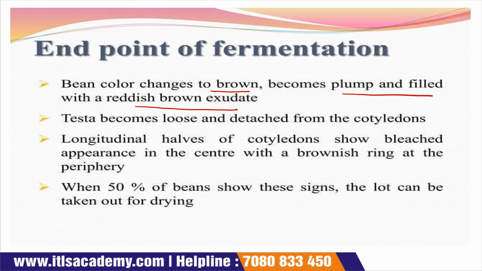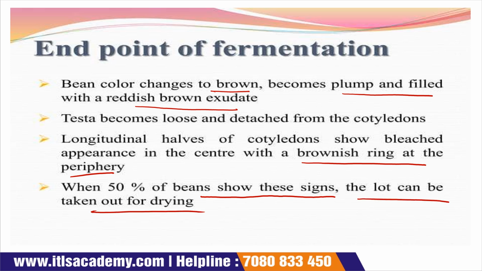And now the pulp is filled with reddish brown exudate and the testa is loose, and after that it detaches from the cotyledon. A longitudinal half of the cotyledon shows a bleached appearance in the center with a brownish ring at the periphery. If 50% of the beans show these signs, a lot can be taken out for drying. If 50% of the beans show this characteristic, then what should we do? We take a lot and perform drying.